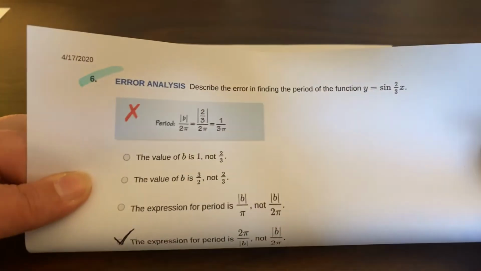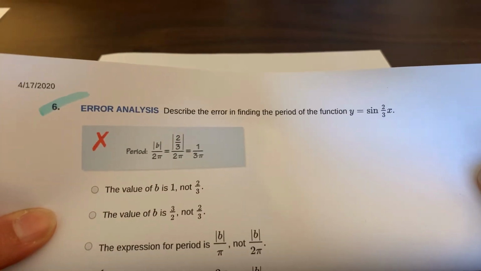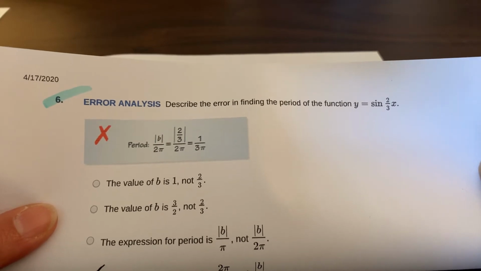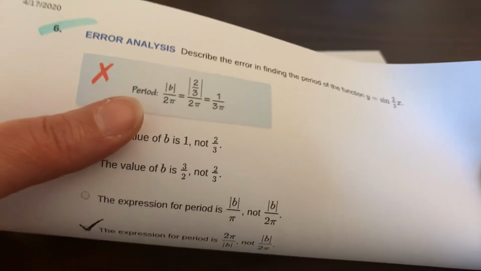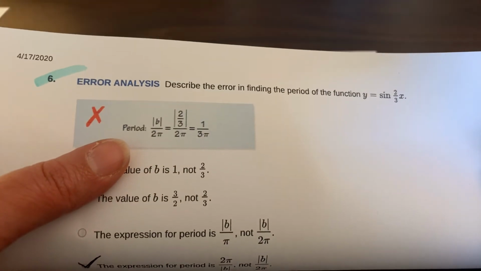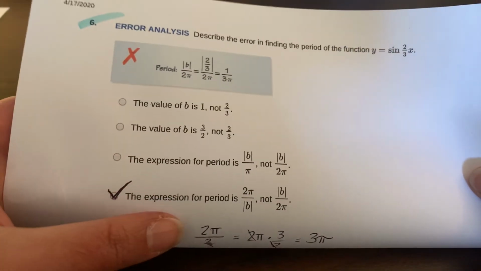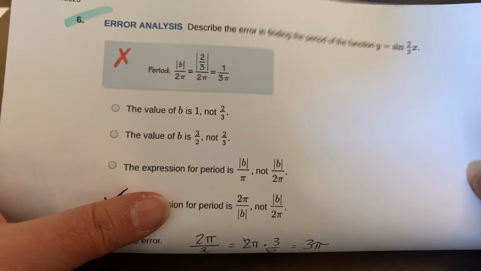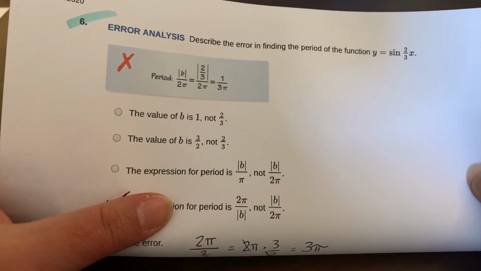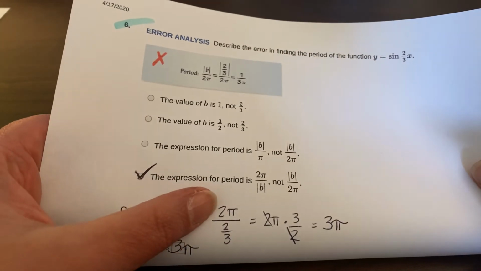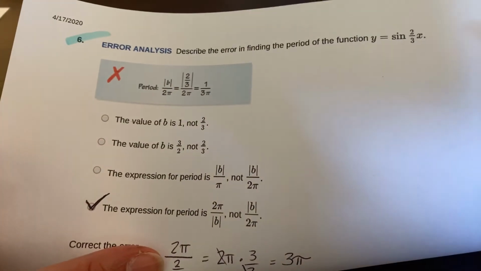Let's take a look at one more. This was an error analysis question. It says, describe the error in finding the period of the function y equals sine of 2/3 x. And they say, oh, well, the period is just b divided by 2 pi. That's wrong. They're using the wrong expression. The expression for the period is 2 pi over the absolute value of b, not the absolute value of b over 2 pi.